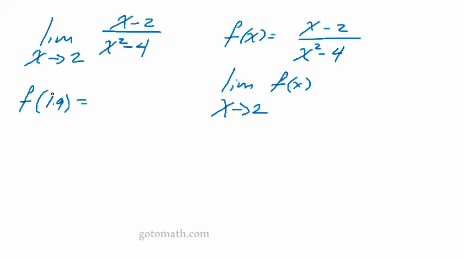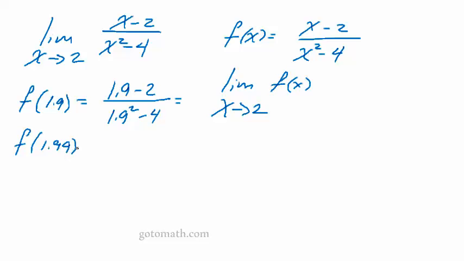But anyway, to find out what this limit is numerically, we're going to come in from the left hand side at 2, and that means 1.9, and we just plug it in. That's all you got to do. Doing this stuff numerically is actually pretty easy stuff to find out what this limit is. And then we'll want to get a little closer to 2. So 1.99 is a little closer to 2. 1.99 minus 2 over 1.99 squared minus 4.